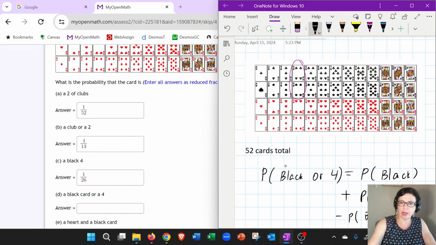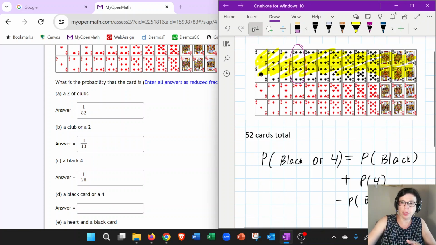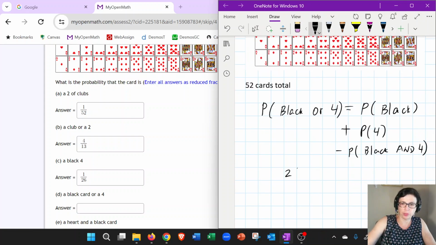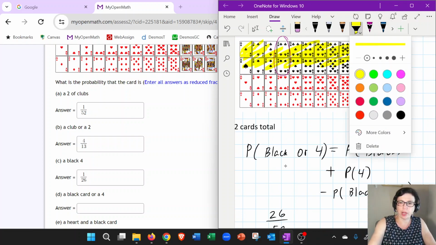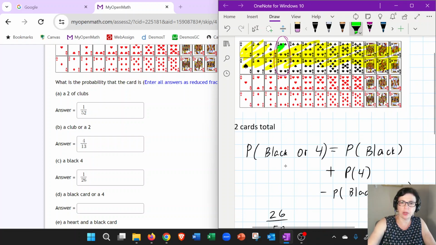Okay, so first let's highlight all the black cards. All the black cards are all of these right here. So exactly half of the deck is black. So the answer will be 1/2, or you can put 26 over 52 if you want, because there are 26 black cards. Now, how many 4s are there? Let's also highlight the 4s. The 4s are all of these guys, right? And so that would be add 4 divided by 52. And then we subtract black and 4.